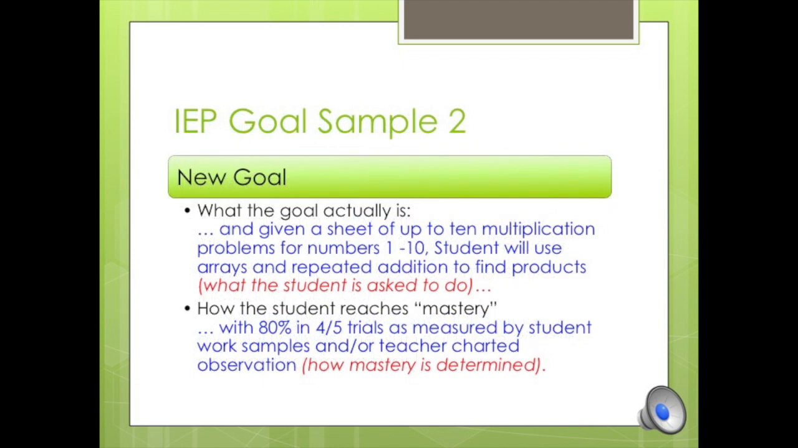What we want the student to be able to do. When given a sheet of up to 10 multiplication problems for numbers 1 through 10, student will use arrays and repeated addition to find products. And then finally, how is the student going to reach mastery? With 80% accuracy in 4 out of 5 trials as measured by student work samples and/or teacher-charted observation.